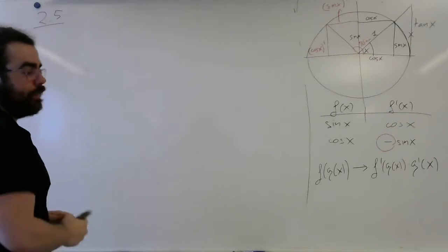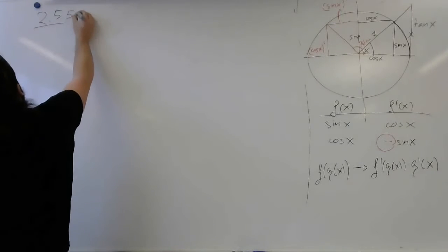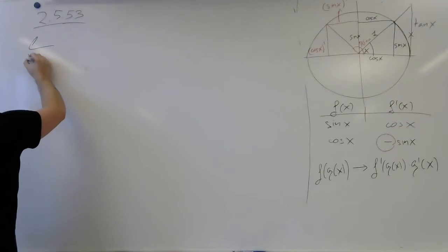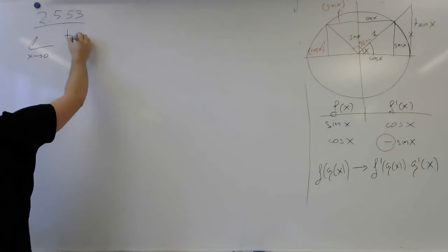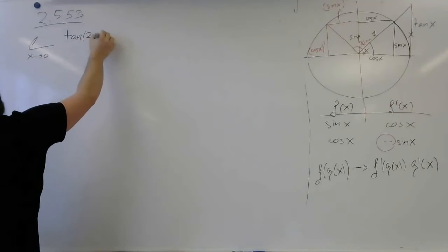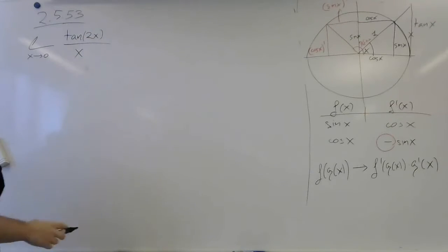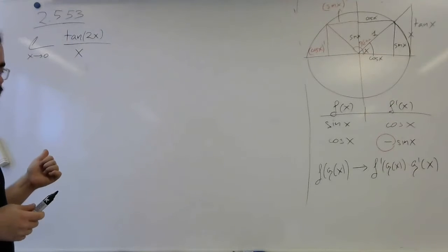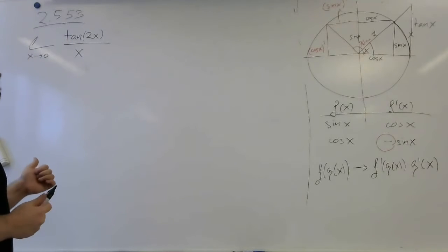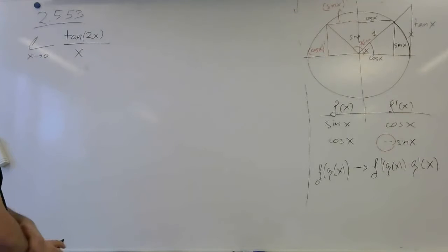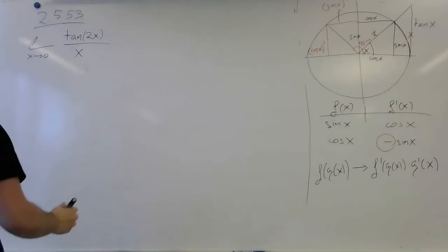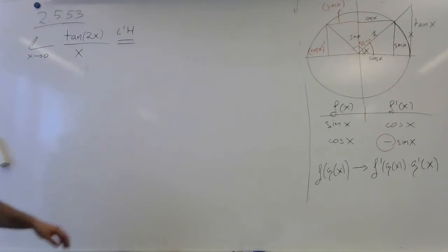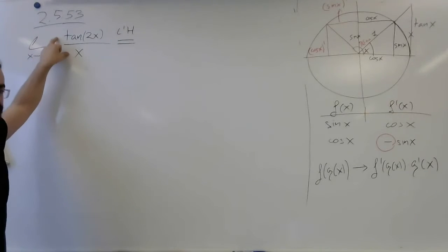Now, we're going to see an application of derivatives on limit solving. Now, this limit looks terrible. It looks absolutely awful. So what can we do with it? This is 0 over 0.